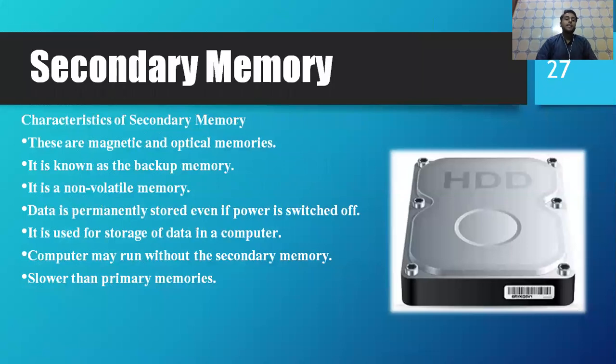Characteristics of secondary memory. These are magnetic and optical memories. It is known as backup memory. It is a non-volatile memory. Data is permanently stored even if power is switched off. It is used for storage of data in the computer. A computer may run without secondary memory. It is slower than the primary memory.